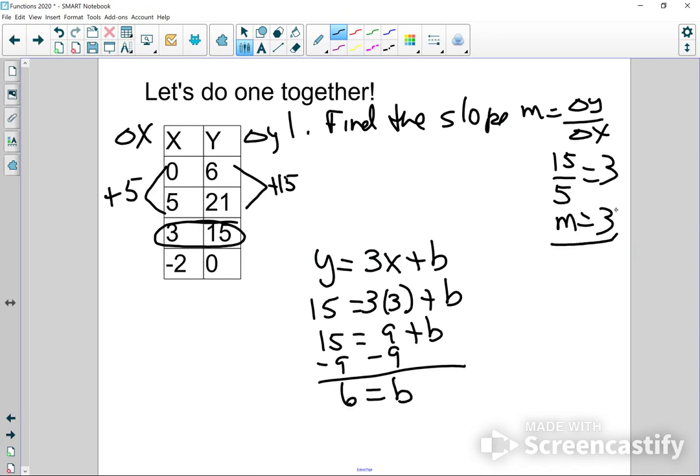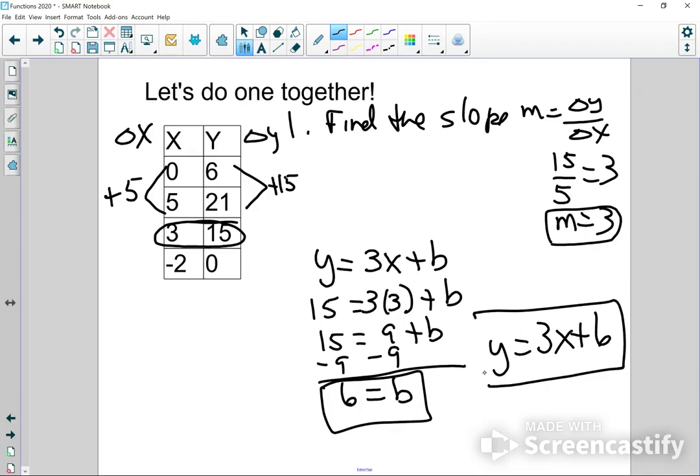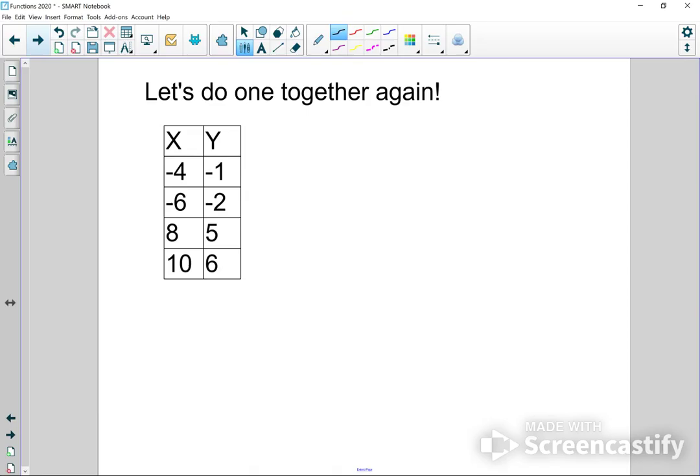I have an m. I have a b. Now I can fill in my equation. So y equals 3x plus 6. I just wrote the final equation. We're going to do a couple more of these. It takes a few to get this down. Let's do this again.